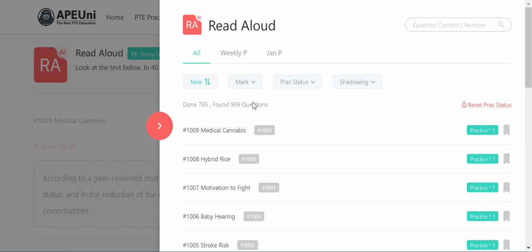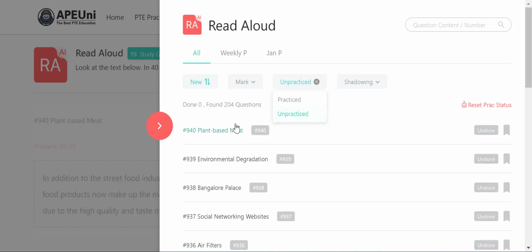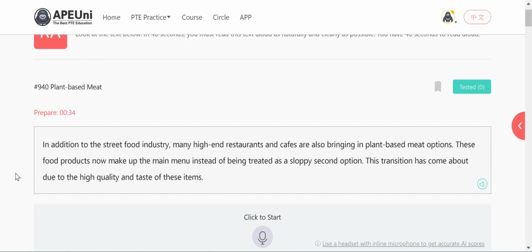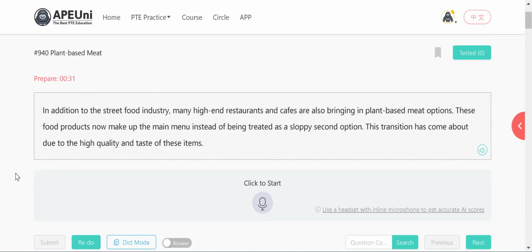I'm just going to pick one which I haven't done before, like this one. Read aloud simply gives you some time to get prepared and then you read it aloud. Compared to APEUni, the real exam actually gives you more time, so don't be stressed if it's not enough time here. After you hear the beep sound, you start reading aloud.